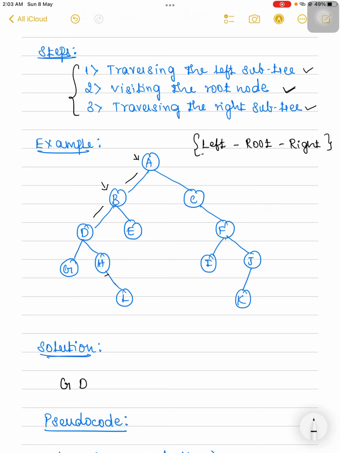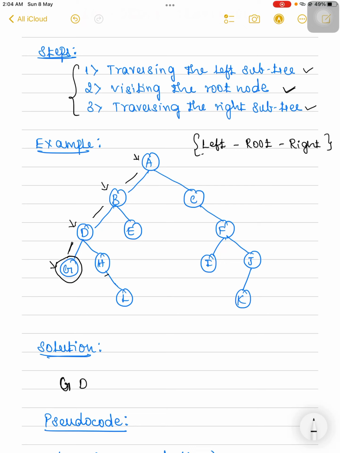Now move on to the left of B, node D. Again the node D is acting as a root node for the node G and H, so this can't be visited. Move to the left again, the node G. When we check the node G, it is not acting as a root node for any of the node, but it is acting only as the left node for the node D. So the node G can be visited since it is acting as the leftmost node and the left node for the root node D, the node G can be visited.